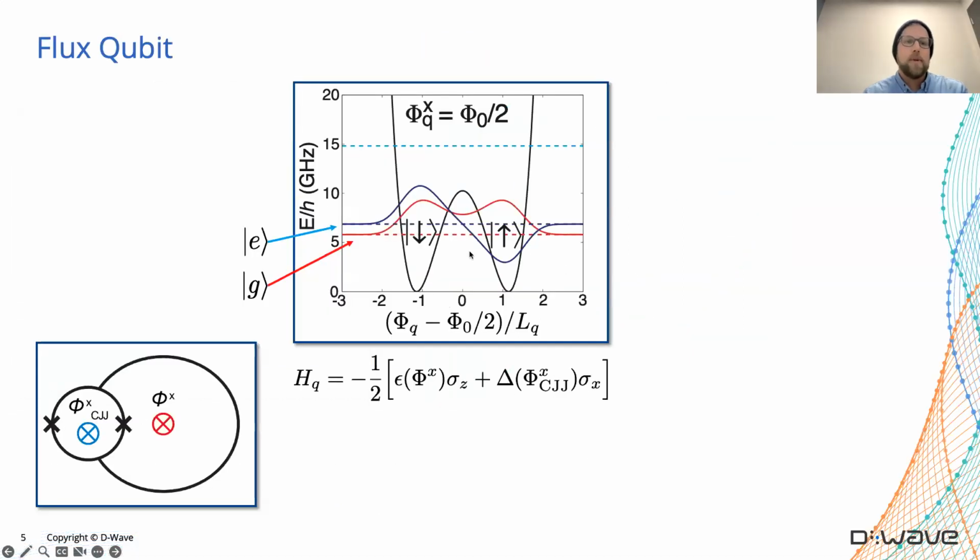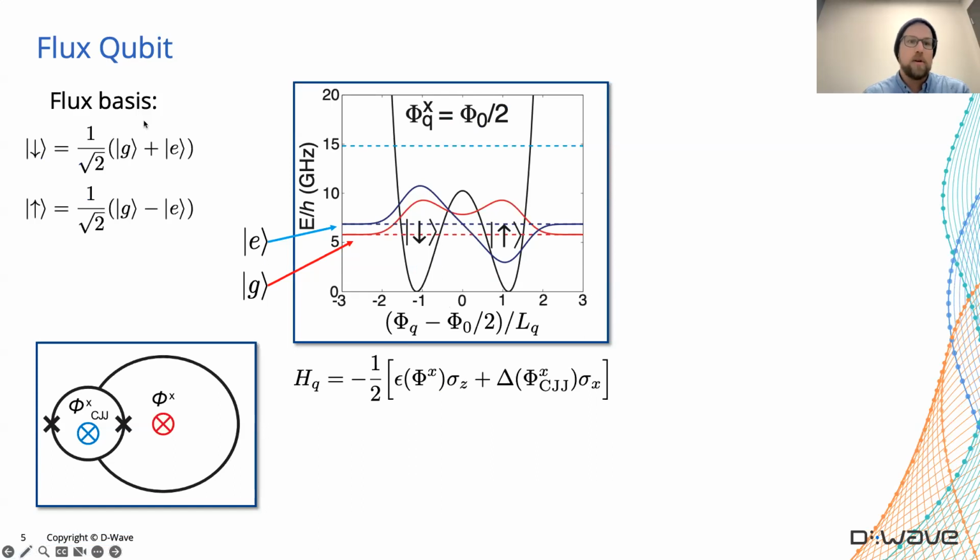With this double well potential, we can create something called a flux qubit. In black is the double well potential again. You can see we have a ground state, this symmetric wave function, and an excited state, this anti-symmetric wave function. We can use these energy eigenstates to compose flux states, which are wave functions localized in each of the left and right wells. This will be our flux basis that we'll measure in.